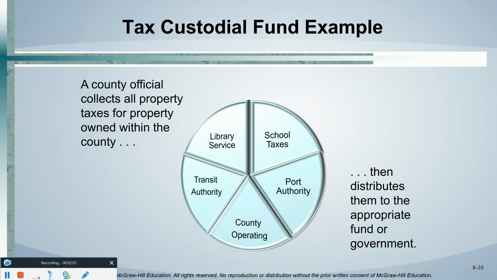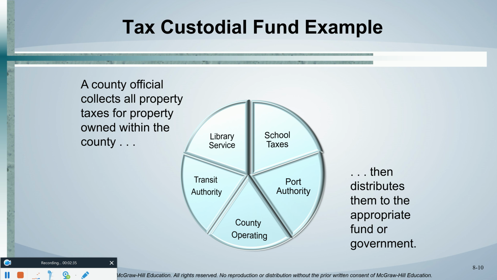The best example of a custodial fund is actually a property tax collector. For those of you that own a home, you know what I'm talking about. For those of you that don't own a home, let me explain how this works. When you do own a home, you get an annual property tax bill. And when you get the property tax bill, you will find out very quickly that you pay multiple governments. You actually pay more than just the city you live in or the county you live in.